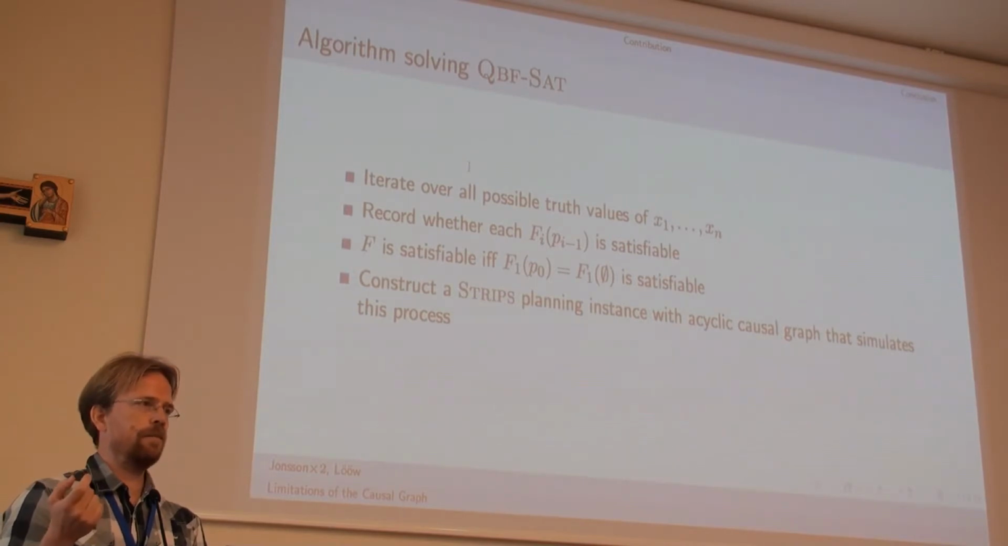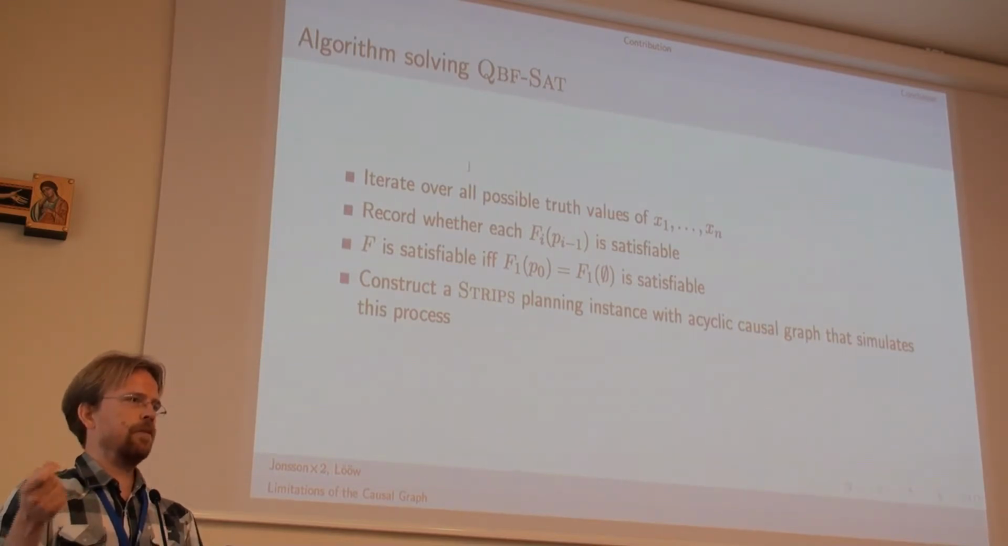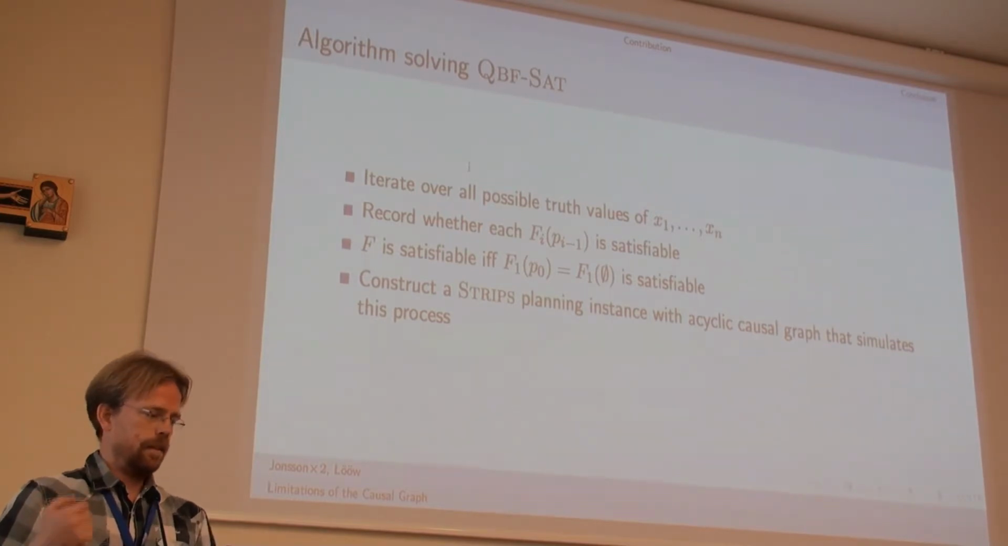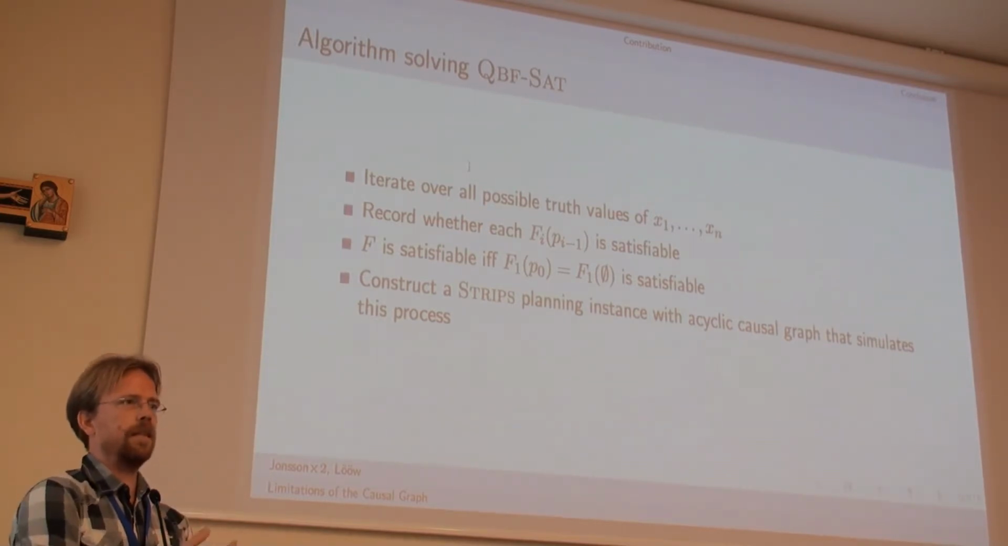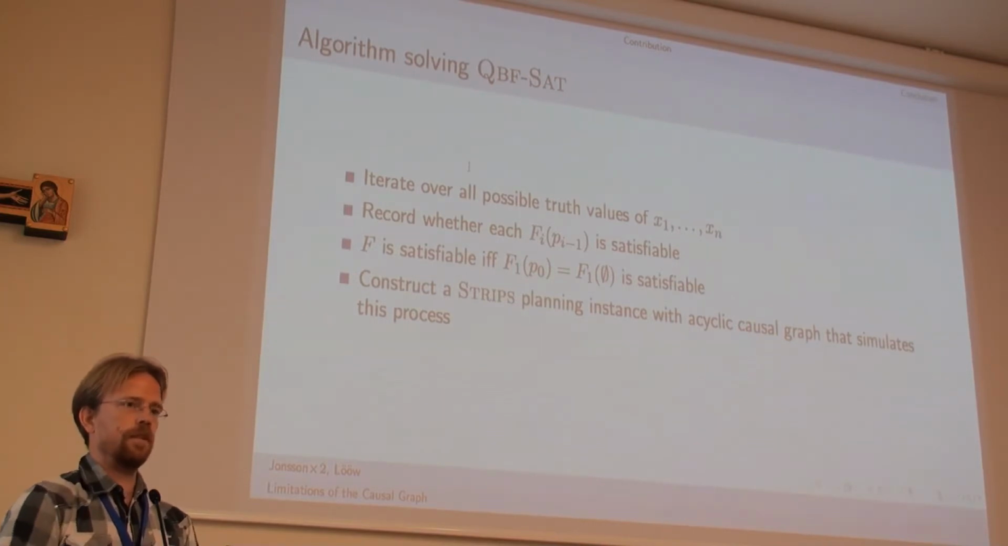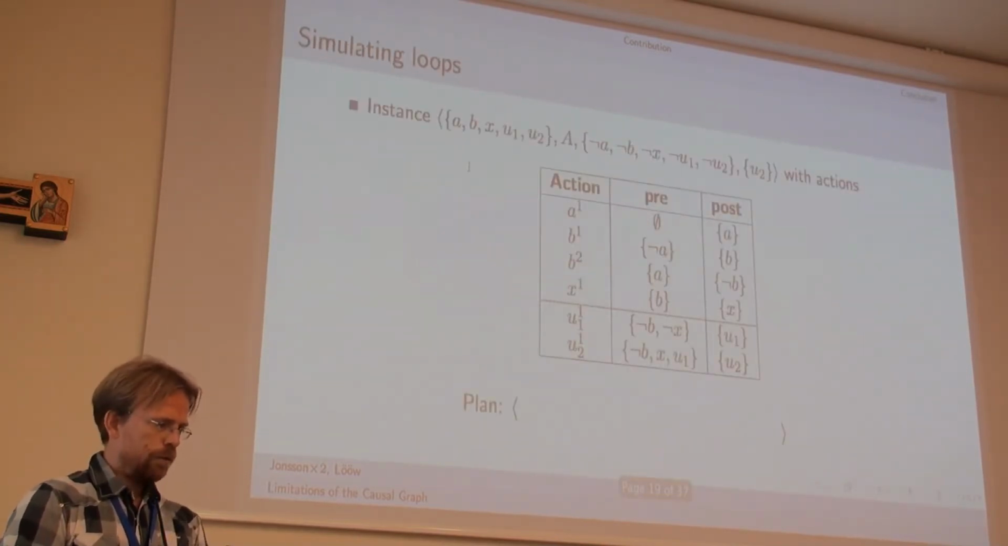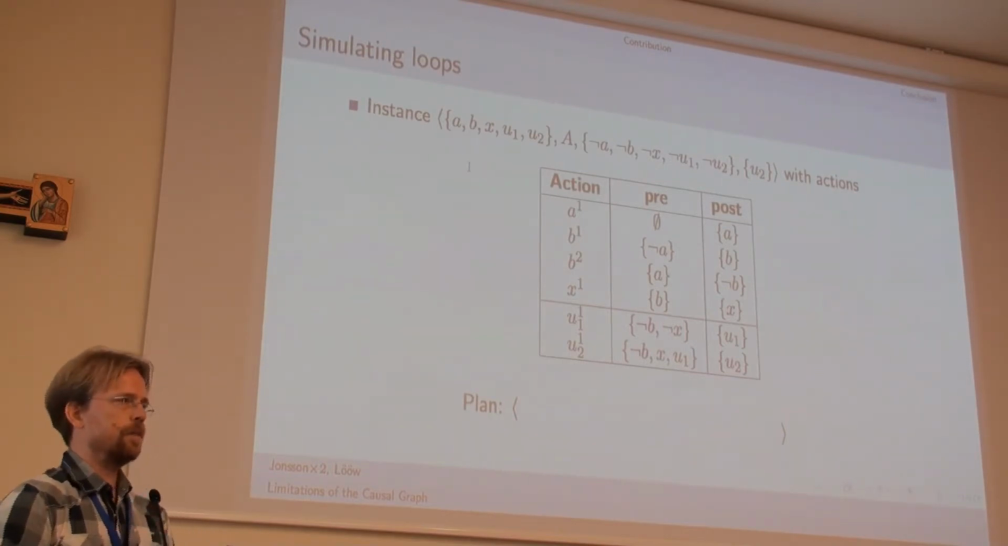But the problem when you have plan existence is you don't want to be able to count down again. You have to ensure that you only iterate exactly once over each variable assignment, because otherwise you can count down and flip something again. And we have to ensure that our planning instance is satisfiable if and only if the formula is satisfiable. So we had to invent a new way of simulating loops.